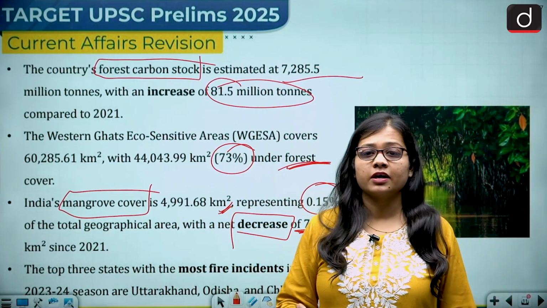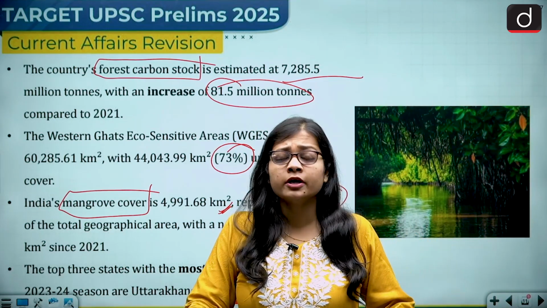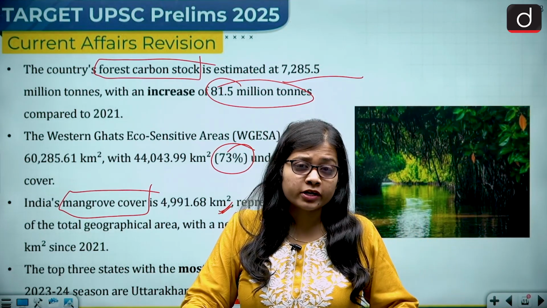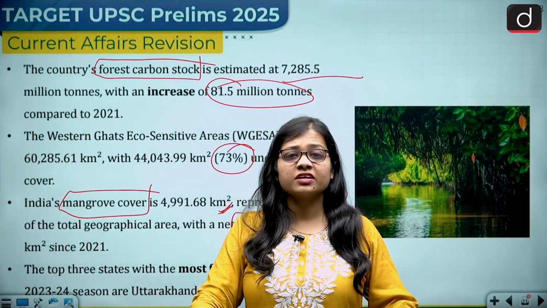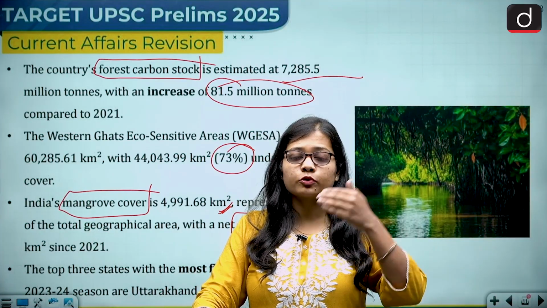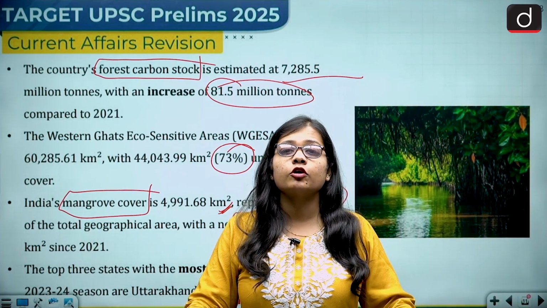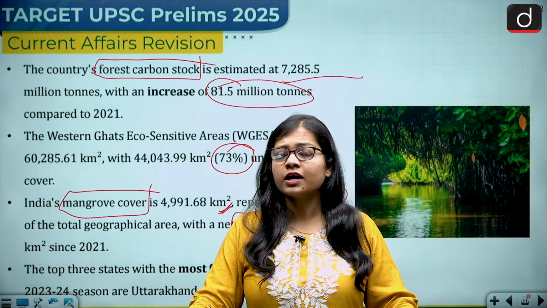A 7.43% decrease has been observed, and this is a concerning point because mangroves play a very important part in our ecosystem and in our biodiversity, as they are, you can say, the line which protects the environment from any kind of disasters approaching the coastline of the land.